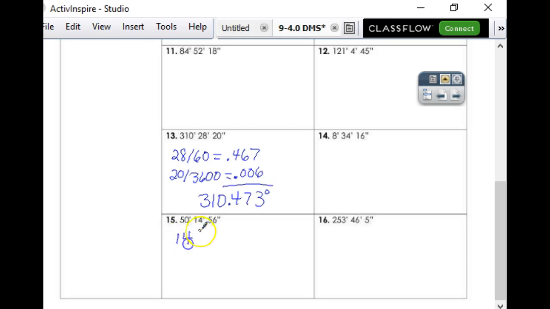So 14 divided by 60 gives me 0.233. 56 divided by 3,600 gives me 0.016. I get my degrees here, 50 point, and when I add, I get 50.249 degrees.